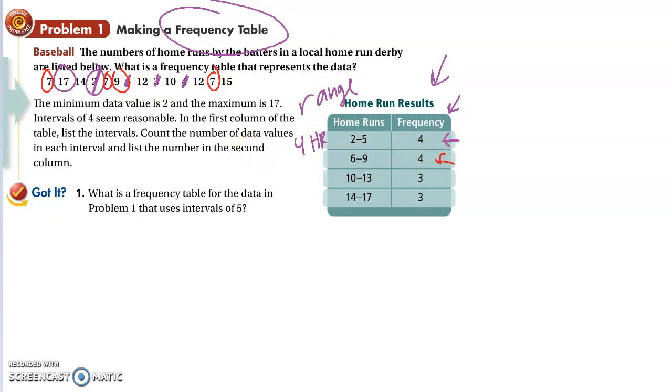How many people hit between 10 and 13 home runs? Well, between 10 and 13 would be this guy right here, this guy right there, that guy right here. There were 3 of them. And then how many people hit between 14 and 17 home runs? Well, 1, 2, 3. There are 3 of those.